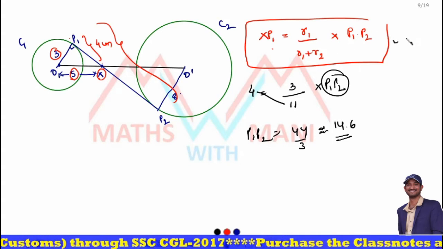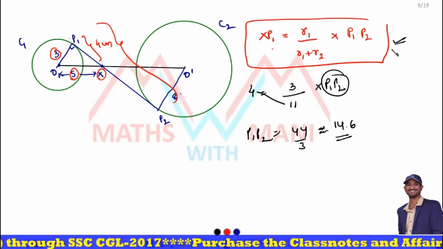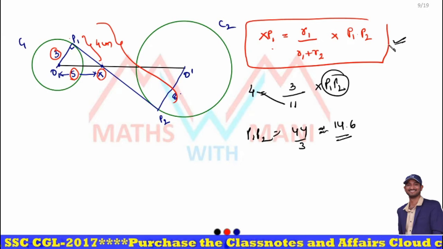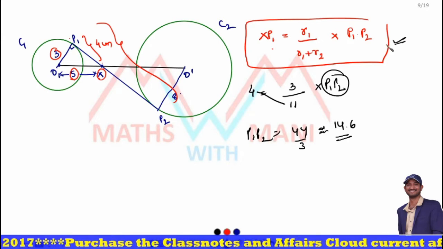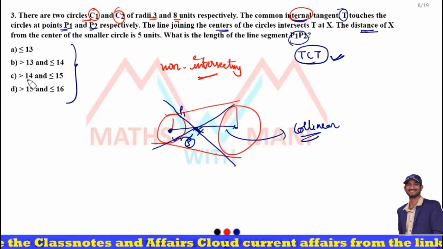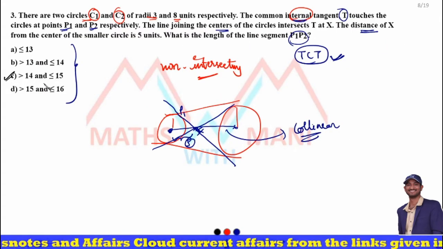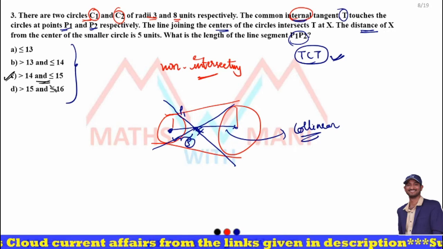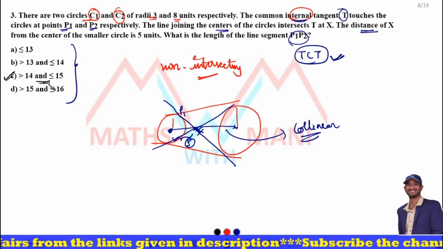Okay, when you know these formulas, we already discussed these formulas in circles. A lot of formulas are there and I told you how to remember those formulas. So please watch that video. 14.6 means it lies between 14 and 15. So that's why, what is the answer? Third option is the exact answer. Clear? I hope all of you are clear with this.